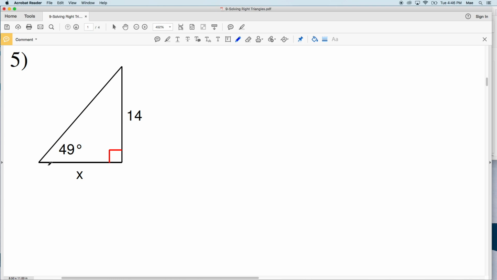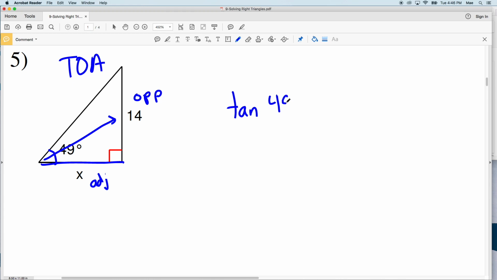Moving on to number 5, we're given an angle of 49 degrees, 14 is opposite that angle, and x is our adjacent side. So still using tangent, we're going to have the tangent of 49 degrees equal to opposite, which is 14, over our adjacent of x. Now what I'm going to do is multiply both sides by x in order to get that out of the denominator. So x times the tangent of 49 degrees equals 14.